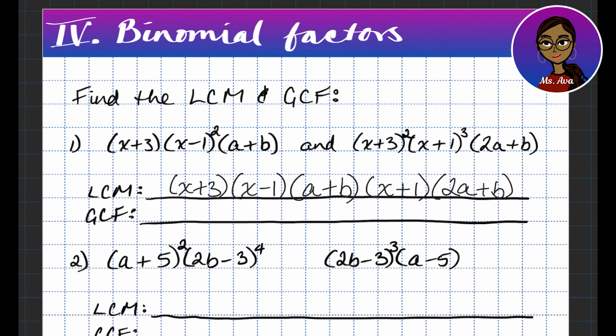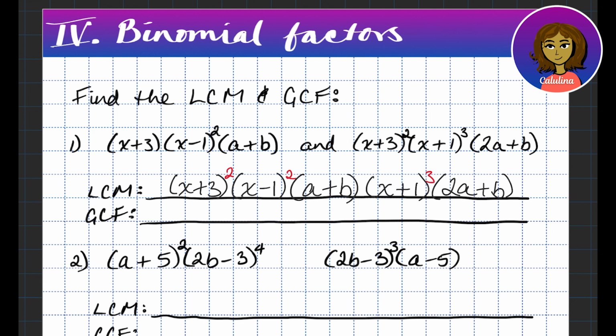Perfect. Okay, and then what exponent should I use? For the x plus 3, you can say the 2. Yes, exactly. And then the x minus 1 is also a 2. And then x plus 1 is a 3, but the others don't have an exponent. Awesome. And then what about for the GCF?